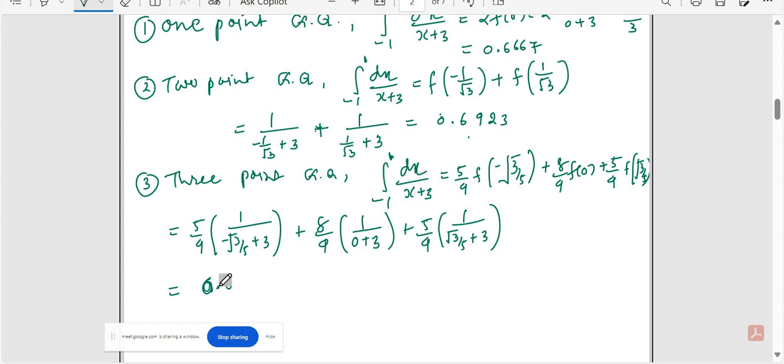Check it. 0.67167. I think it will be 0.6931, Justin. It might be wrong, but you have to verify.